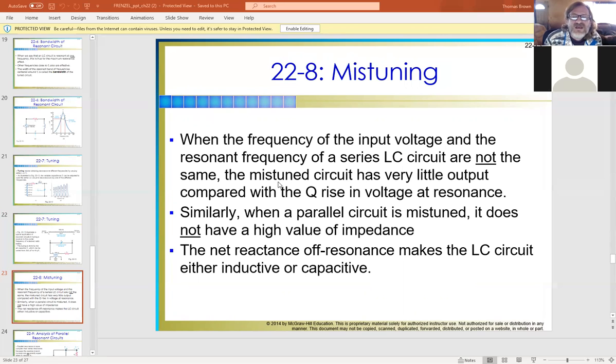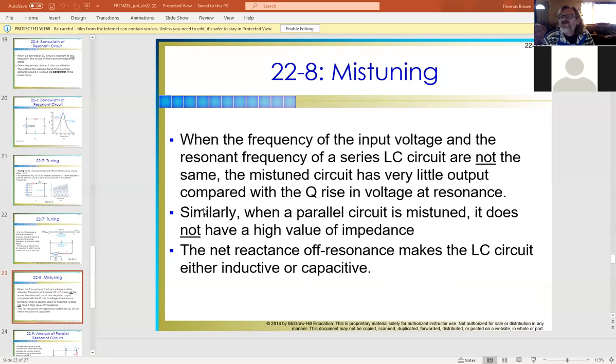All right. As you can see, he says that the mistuned circuit has very little output compared with the Q rise in voltage. So we're still going to get a response. We have energy going through these components, and they're going to react. But how they react, that's the key. That's the interest here.